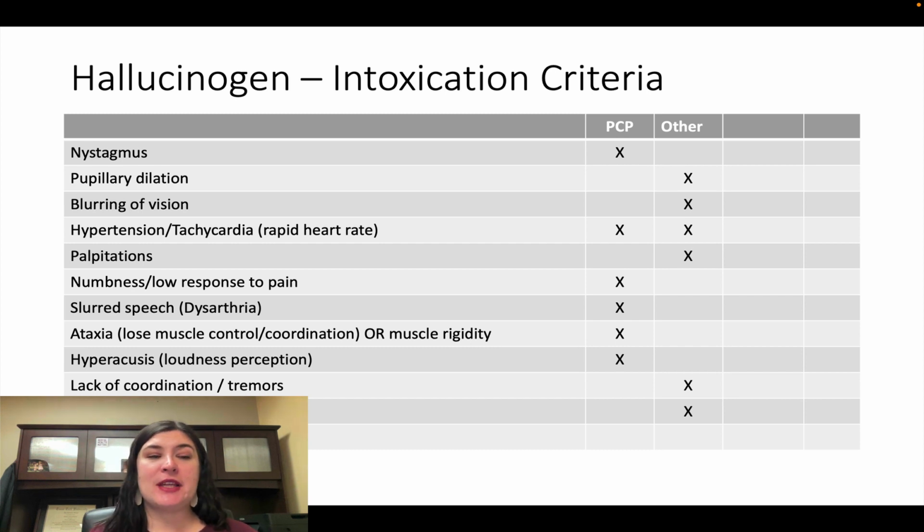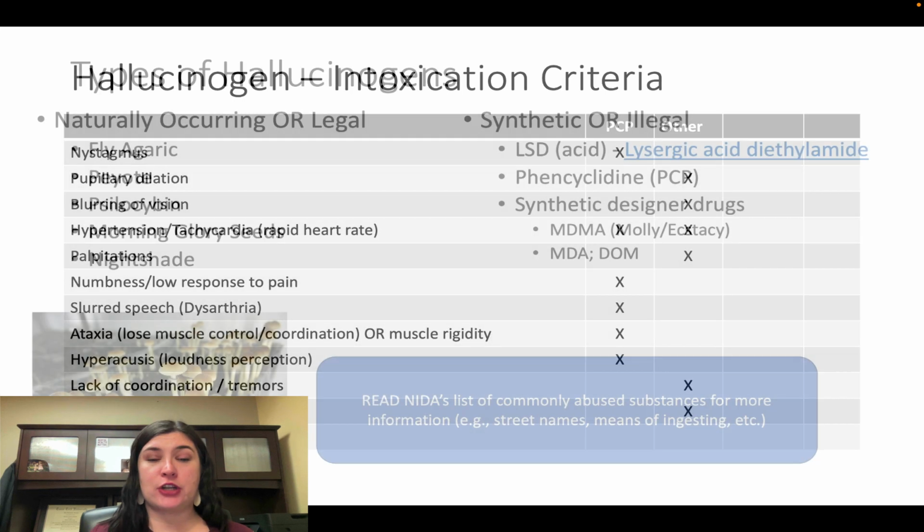So PCP can cause that rhythmic eye movement, hypertension, numbness, slurred speech, low muscle control or muscle rigidity, and then loudness perception. Whereas other hallucinogens like mushrooms or psilocybin can cause pupil dilation, blurring of vision, hypertension, palpitations of the heart, loudness, and lack of coordination and possible tremors.